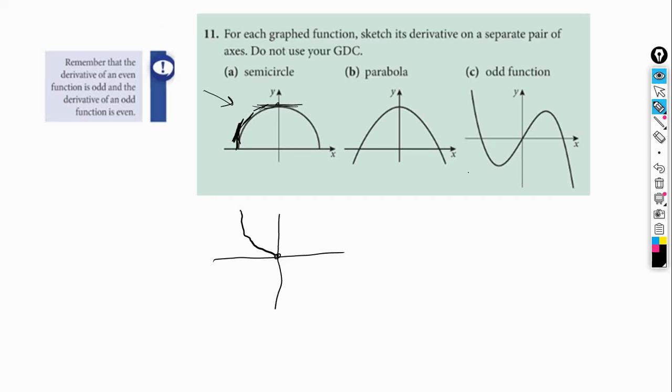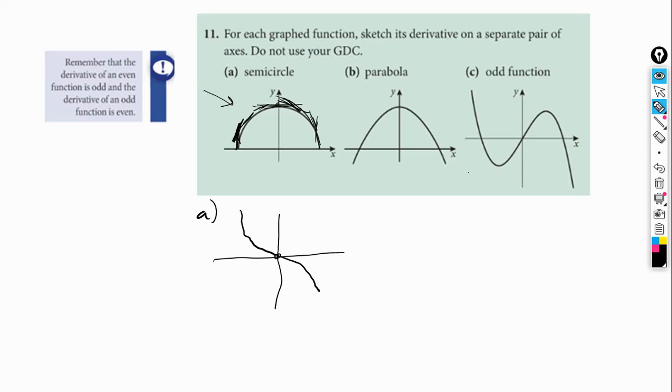Now, because this is even, we know that the derivative has to be odd, and odd means that it has symmetry with respect to the origin. So if it looks that way here, we have to have a reflection of that below. So that's more or less the sketch of the derivative function of the semicircle. Now notice that after 0, comma 0, remember that we're thinking in terms of slope. So this starts going down, down, down, and then down very quickly. Negative, negative, negative.